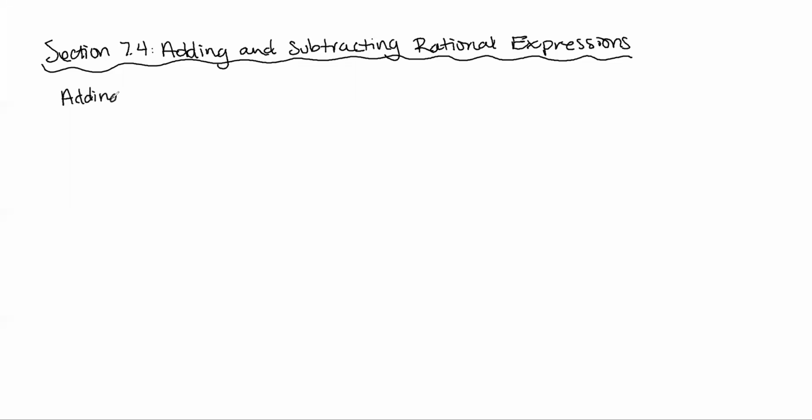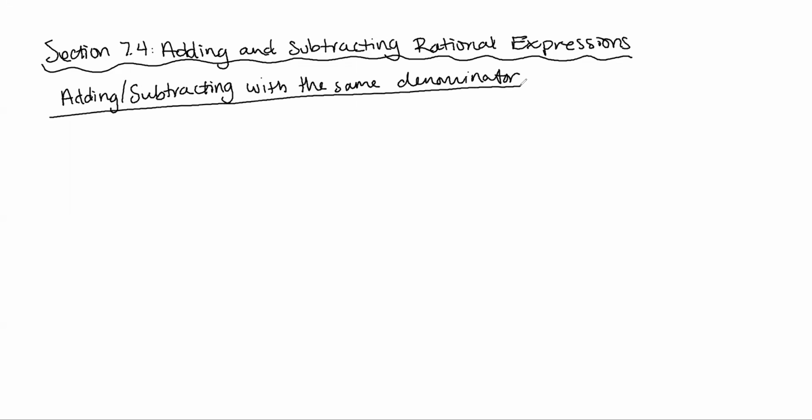But we are still adding and subtracting rational expressions, but with the same denominator. So just like normal, let's go ahead and look back at just some regular old fractions. So as an example, let's look at 7/15 plus 3/15.